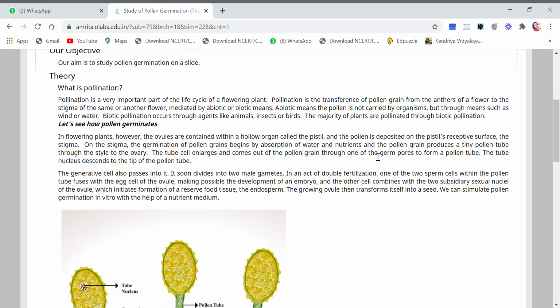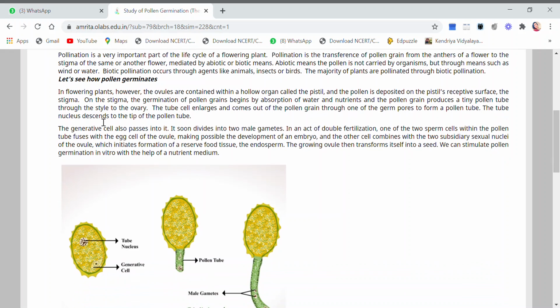The pollen grain produces a tiny pollen tube, and this pollen tube will start its journey from the stigma, pass through the style and reach the ovary. We all know this. The tube cell enlarges and comes out of the pollen grain through one of the germ pores to form the pollen tube. So you know what a germ pore is.